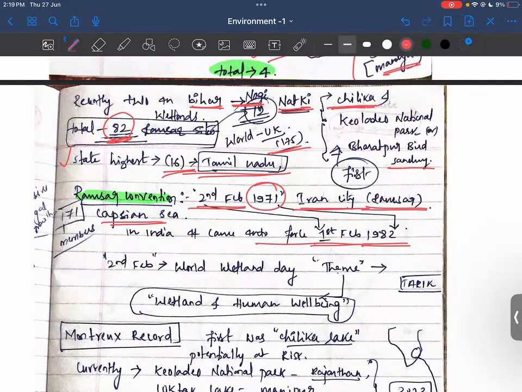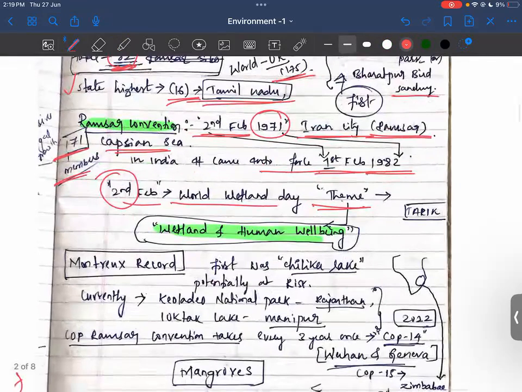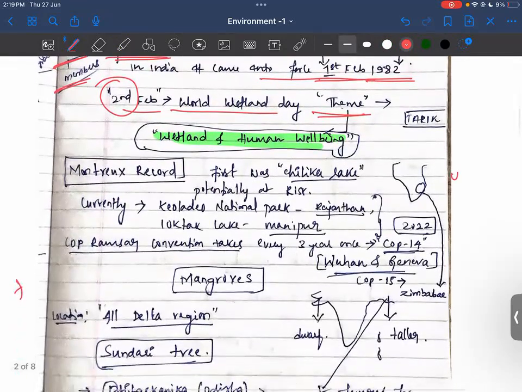So every year we celebrate 2nd February as World Wetland Day. This year theme: World Wetland and Human Well-being. So very important. So this theme is also important, and the day, and the year in which India signed the convention. Currently 171 members are there in this convention, and more importantly, like UNESCO.